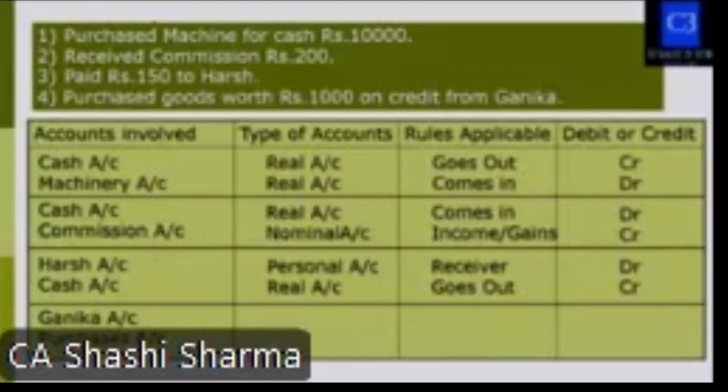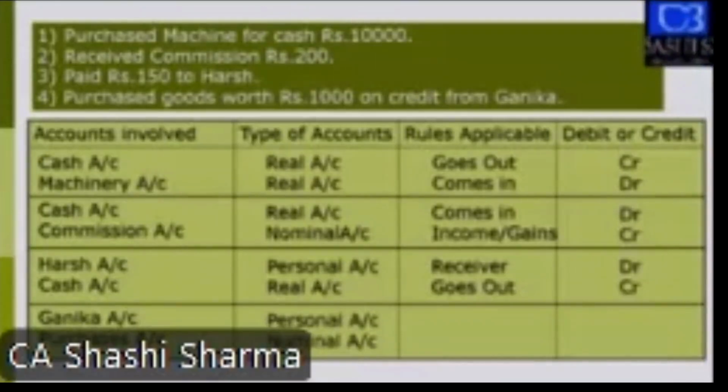Ganika is a personal account. It's the name of a person, a natural person. And purchase is nominal. You see, there is some confusion about this purchase account. Some authors, writers, consider this purchase as a real account also.